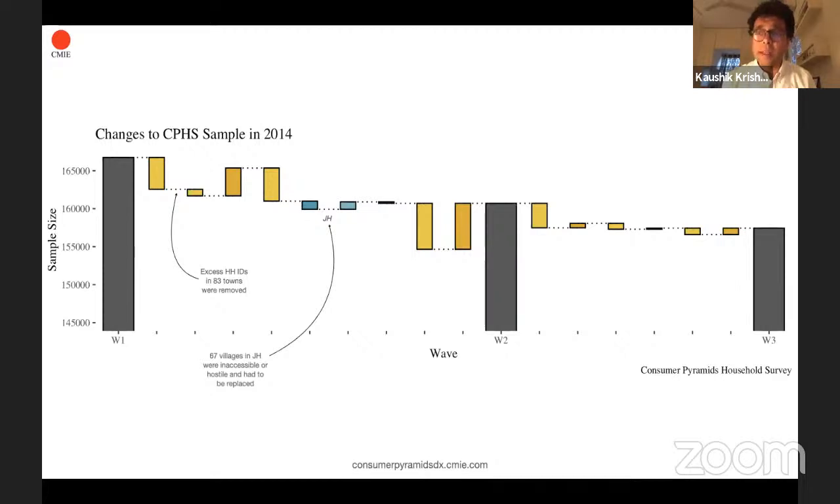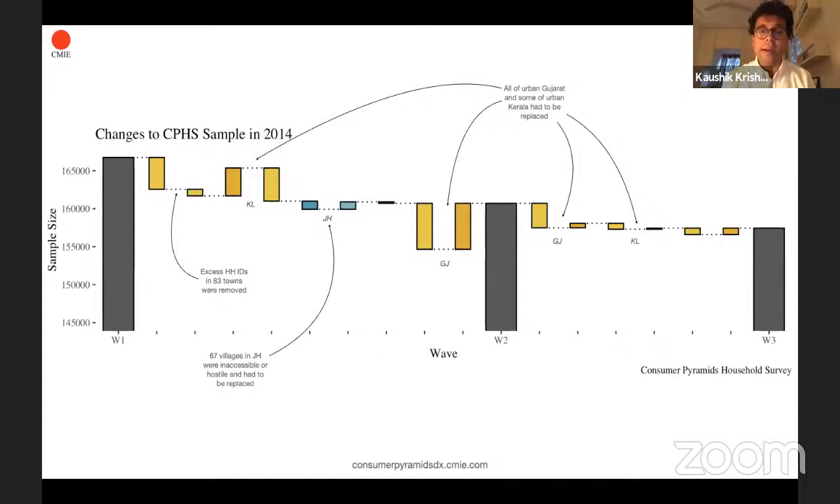Then there were difficulties in surveying. For example, 67 villages in Jharkhand were inaccessible or hostile to our surveying efforts, and they had to be replaced. In this case, the 67 were replaced by 61, if I remember correctly. Slightly didn't get to full replacement, but got close.